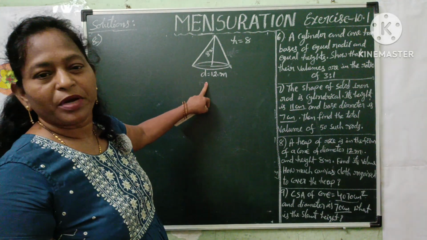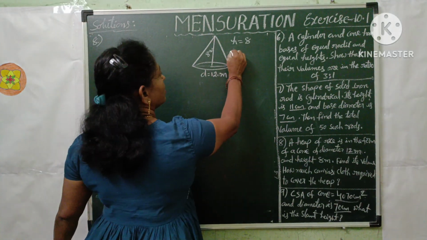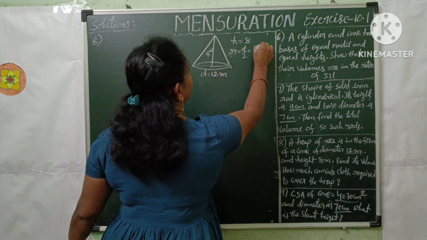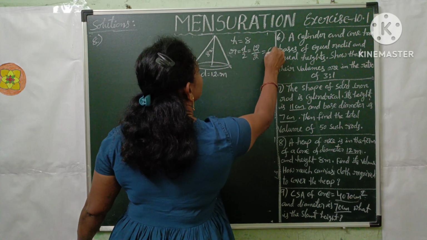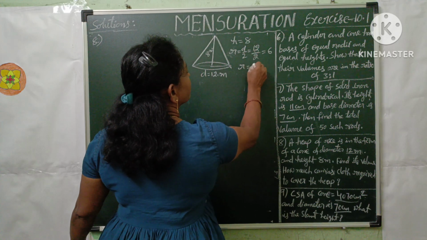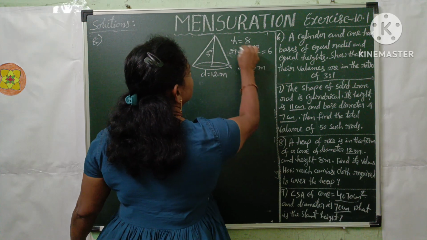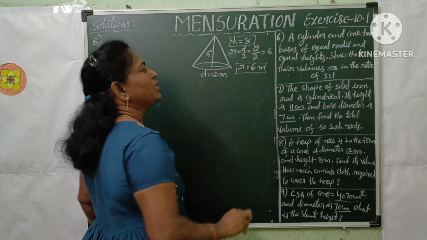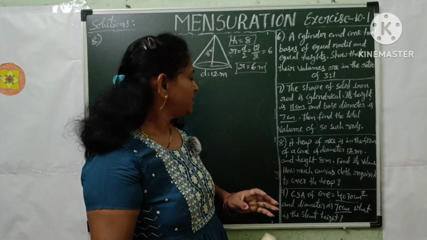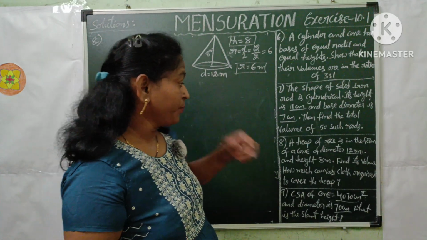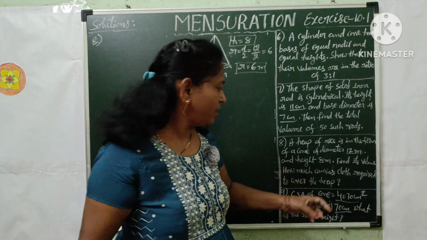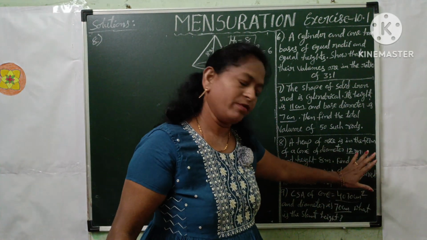Diameter equal to 12. Radius equal to diameter by 2. Radius we need to find. So radius equal to diameter by 2. That is equal to 12 by 2 equal to 6. Therefore, radius equal to 6 meters. Height equal to 8 meters. Height of the cone 8 meters. Radius of the cone 6 meters. Then find its volume. First, what we have to find? Find its volume.